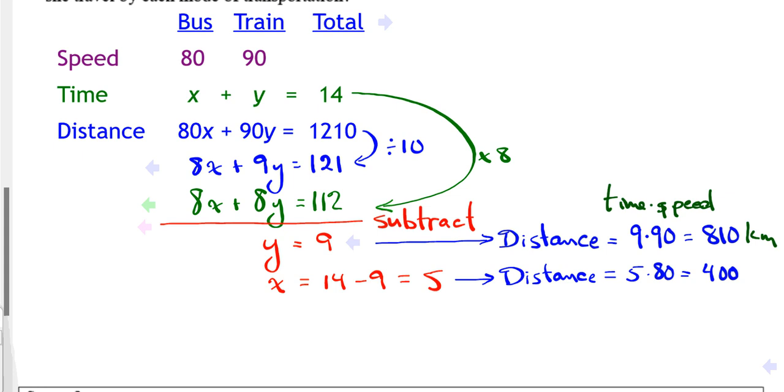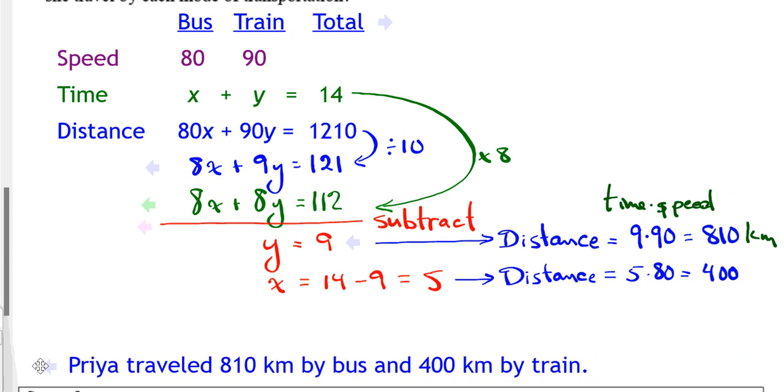So, unique question here. Priya traveled 810 kilometers by bus, 400 kilometers by train. And that ends this lesson.